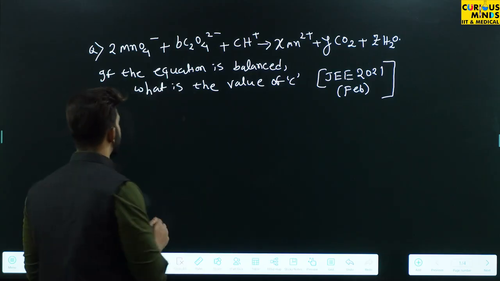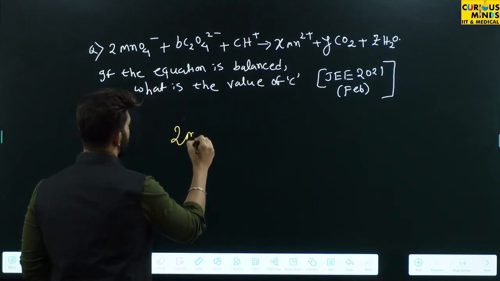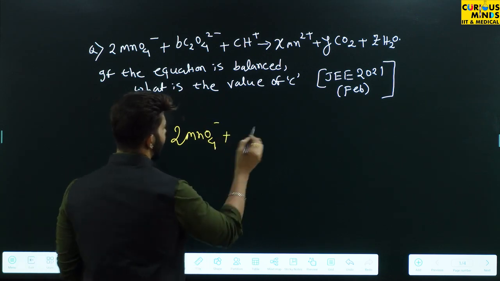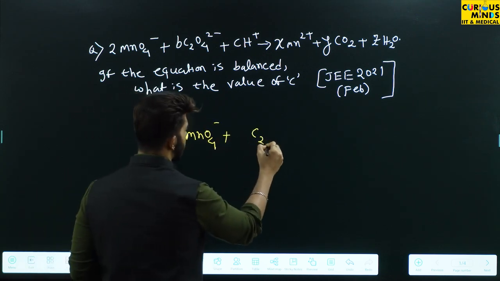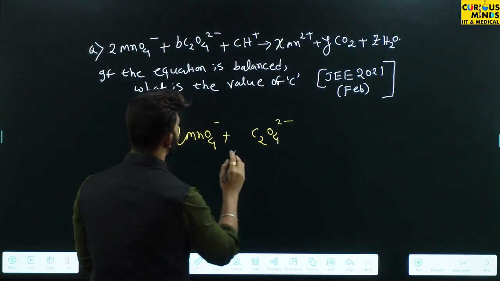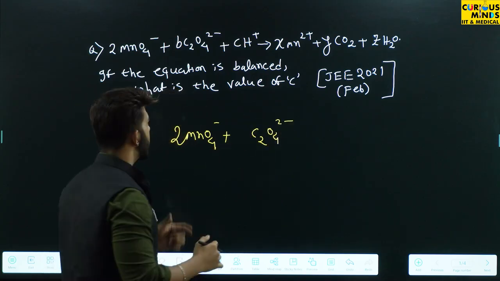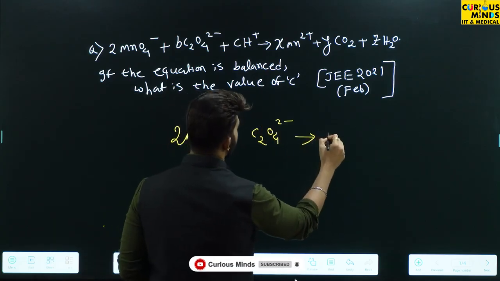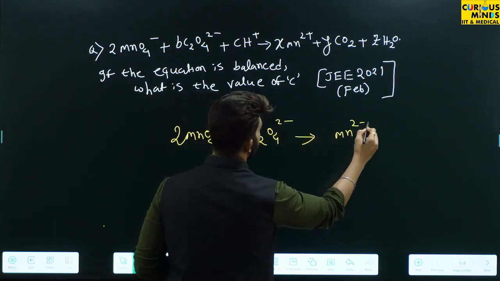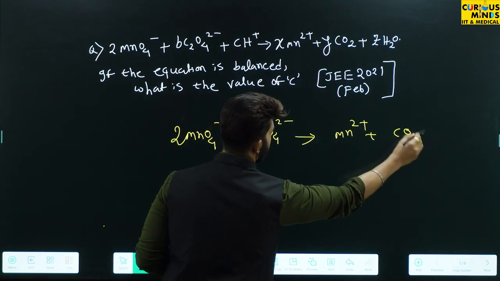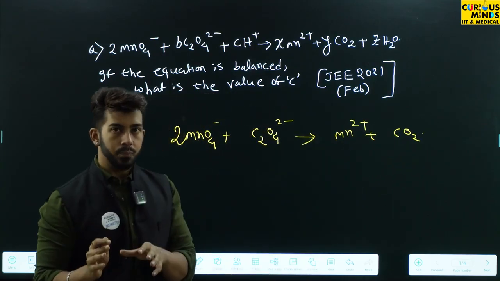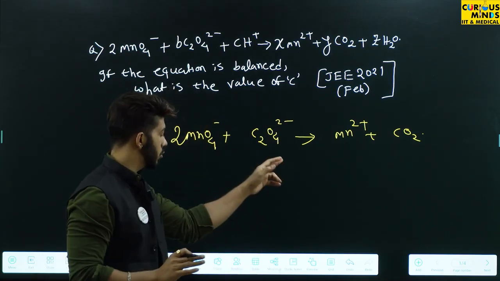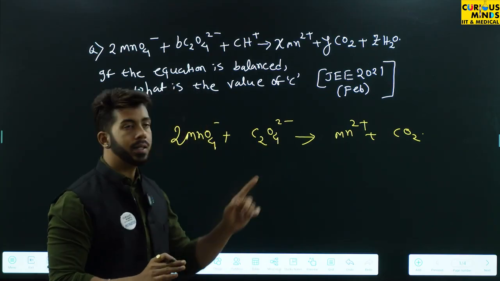So let's write the equation first. It is 2 MnO4 minus plus C2O4 2 minus. We are just ignoring the B, C, all these stuffs, and I am also ignoring all this. So it will be Mn2 plus and carbon dioxide. We are not concerned about the whole stuff. We are just concerned about MnO4 minus, C2O4 2 minus, Mn2 plus and carbon dioxide.